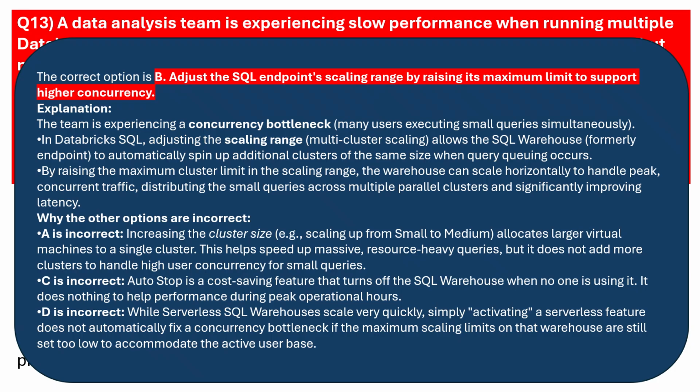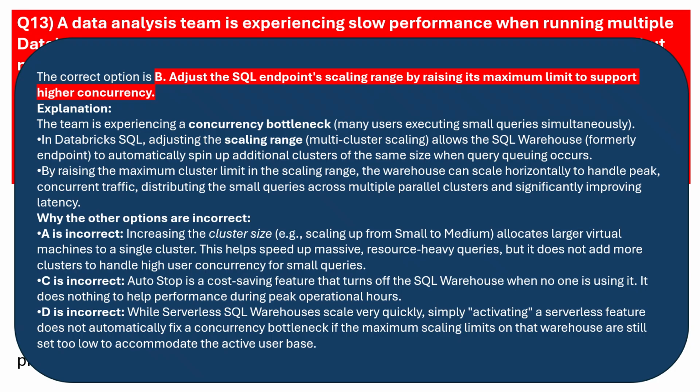Why the other options are incorrect. A is incorrect. Increasing the cluster size, e.g., scaling up from small to medium, allocates larger virtual machines to a single cluster. This helps speed up massive, resource-heavy queries, but it does not add more clusters to handle high user concurrency for small queries. C is incorrect.